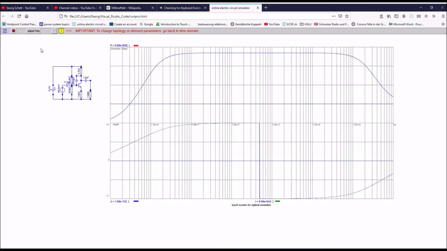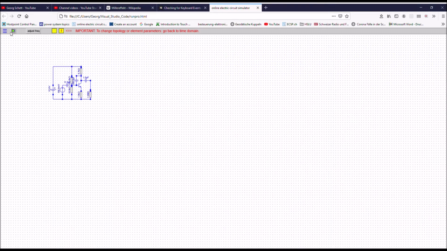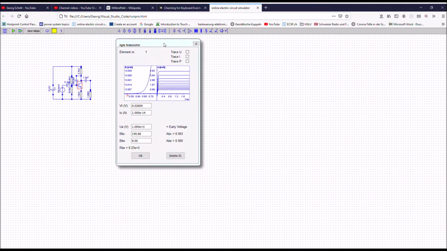For entering the data to the transistor, you interrupt the simulation, you go back to the time domain, and now you can change the parameters of the transistors. These are parameters from the data sheet, especially these two values on top, which normally are the same for most transistors. Then here you have the so-called Early voltage. And also here I refer to the literature, and here you have the amplification factors BC and BE. I will come back to what this means.